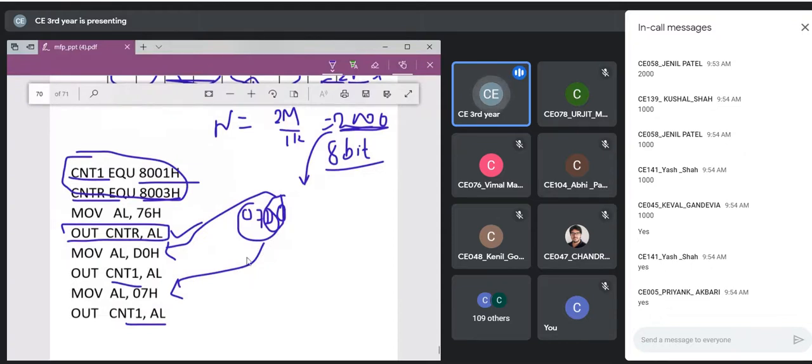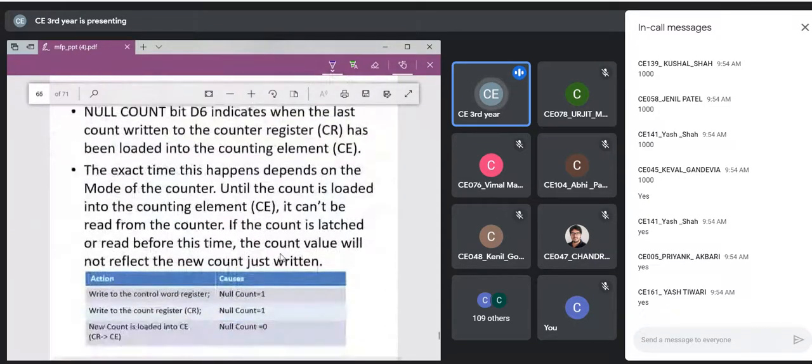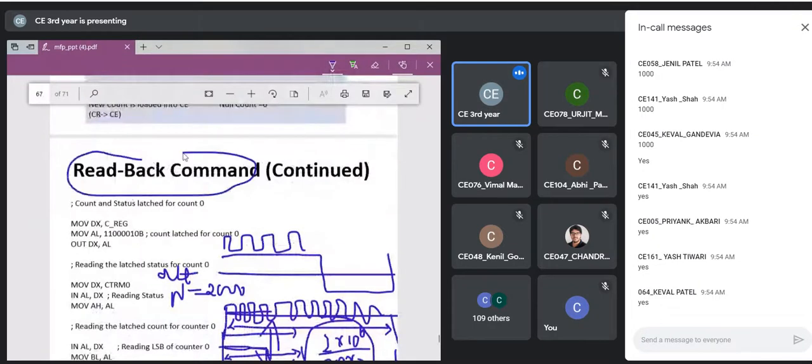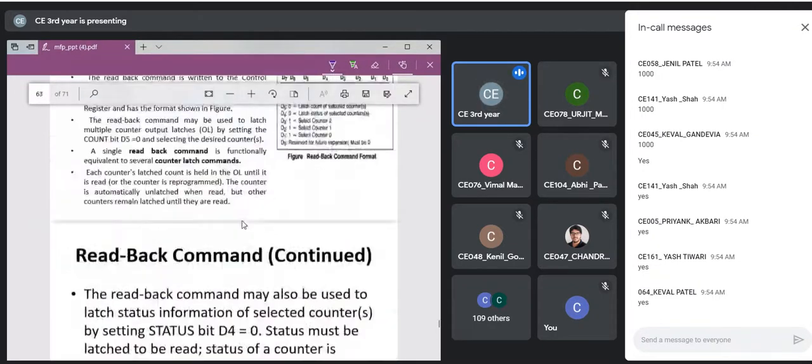Okay, great. So now we are stopping our discussion here. The only thing remaining is the readback command. We will start with the readback command in the next session.